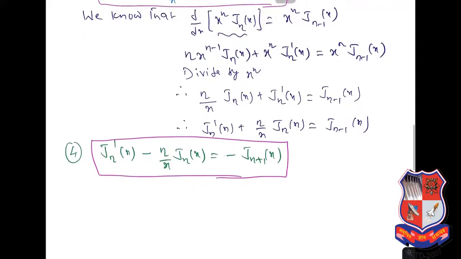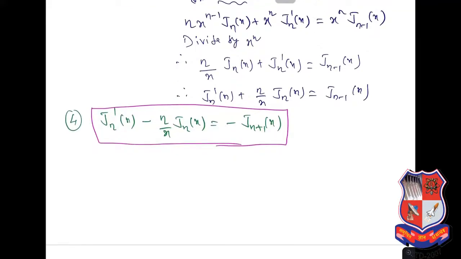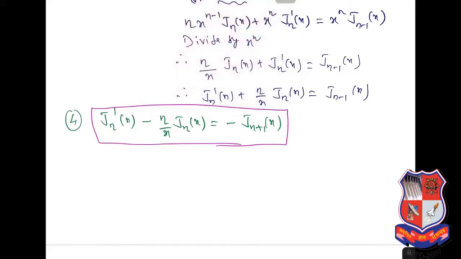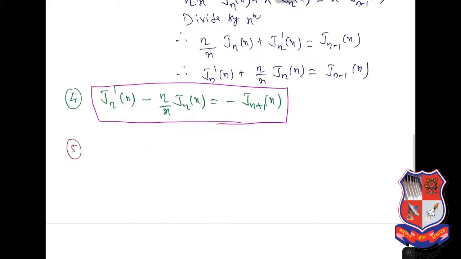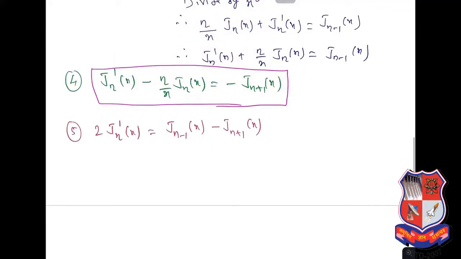Next property is two times Jn dash x equal to Jn minus 1 x minus Jn plus 1 x. So this is easy to prove.